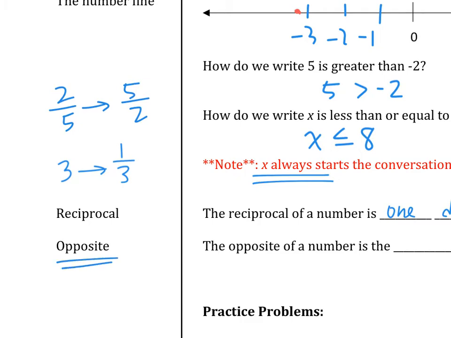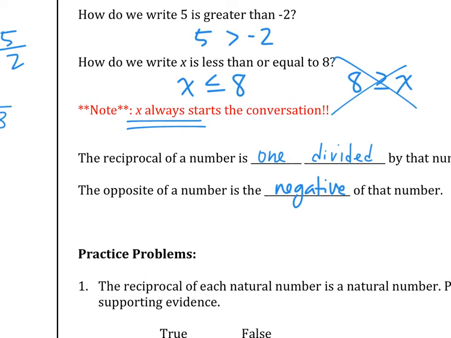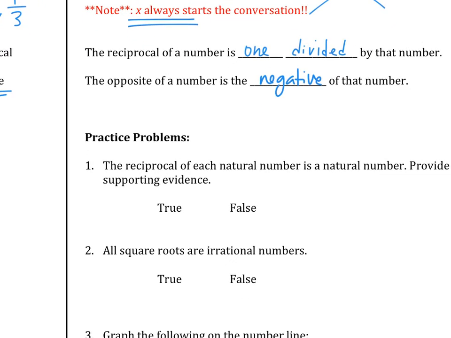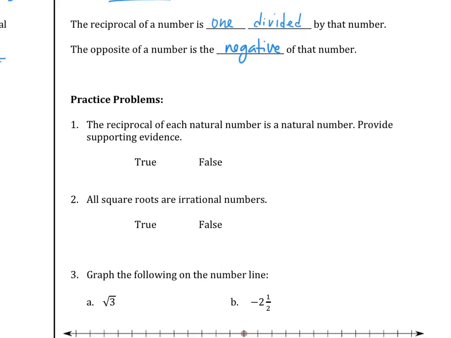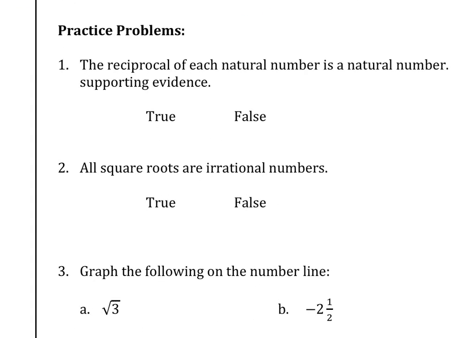What about opposite? What does opposite mean? Negative. Yeah, just negative. Negative of that number. So opposite just means negative of the number. All right, so let's go ahead and have you guys try 1, 2, 3. Let me know when you're done. Okay, let's start with Daniel.